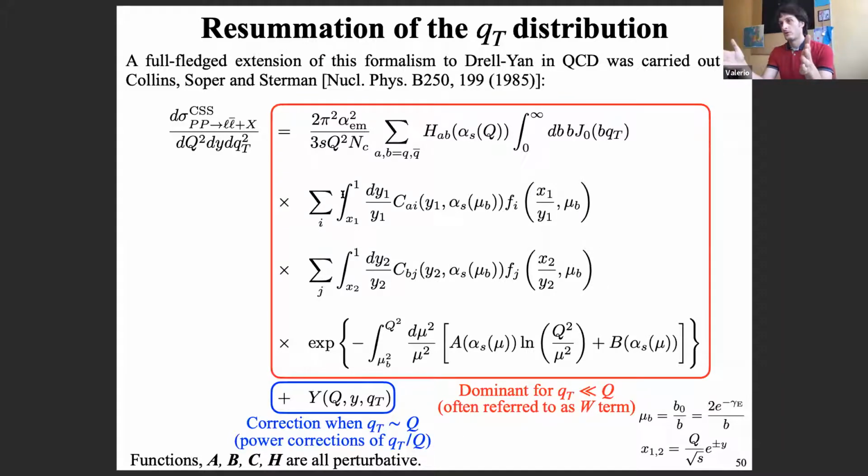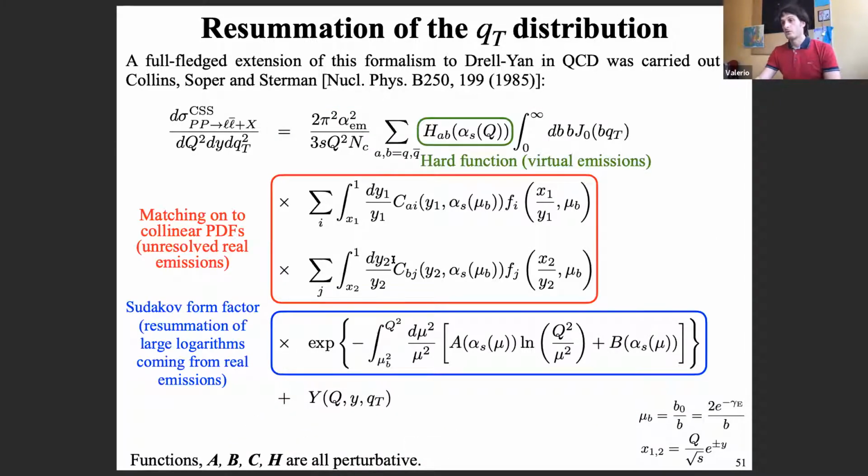Then actually in the original formula, there are two bits. The first one is in the red box, and this is what is typically called the W term. This is dominant when qT is much smaller than Q. So this term implements the resummation. But in order to make this calculation valid also when qT is of the order of Q, they also included the term that is called the Y term, which contains the power corrections that eventually become important when qT becomes of the order of Q.